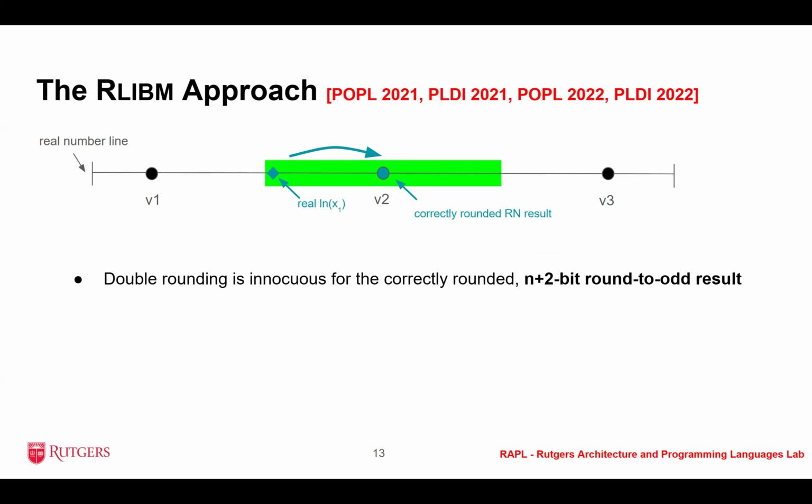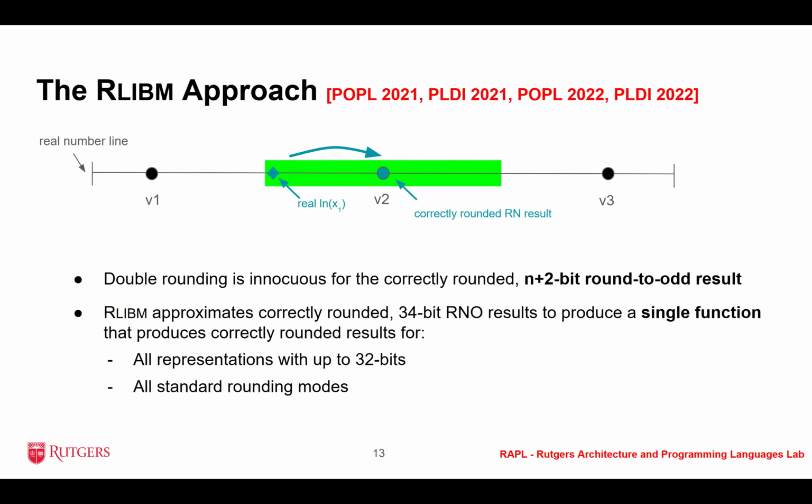Under RNO, each row result is rounded to the nearest number in the target representation with an odd bit pattern. Specifically, RLIBM has discovered that the correctly rounded n+2-bit result under RNO is guaranteed to round to the correctly rounded result for any representation with up to n bits and for any standard rounding mode.